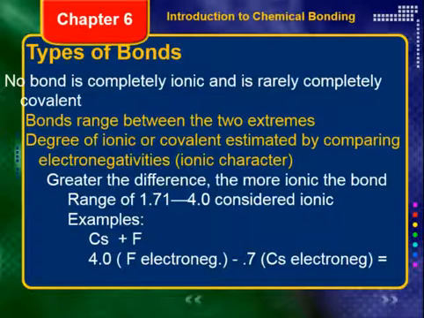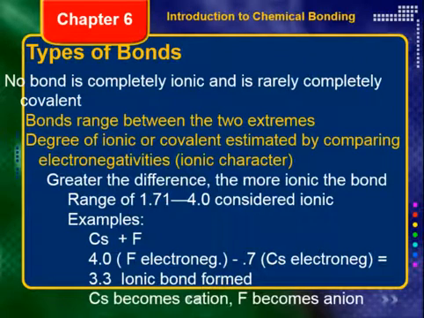I do simple arithmetic, 4.0 minus 0.7, and I get 3.3. The fact that it's a 3.3 electronegativity difference puts it right in the middle of that 1.7 to 4.0 range. Because it's right in the middle of that range, I consider this an ionic bond just by looking at the electronegativity difference between the two atoms. So what can we conclude from this? Well, cesium is going to become a cation, and fluorine is going to become an anion. It's going to become a fluoride ion.